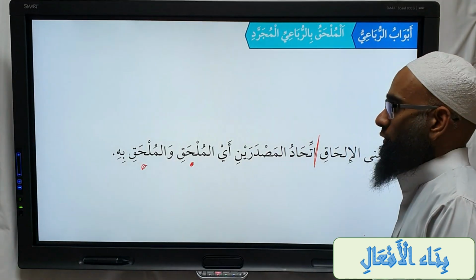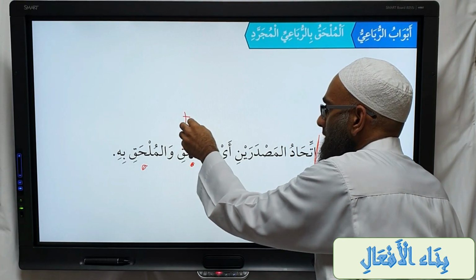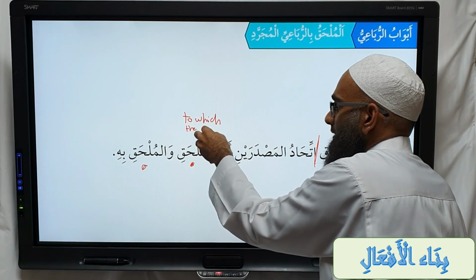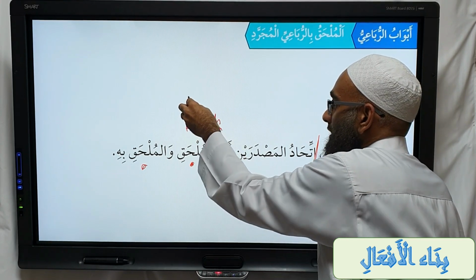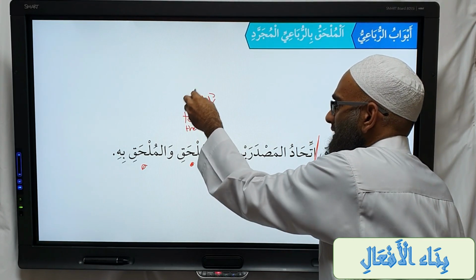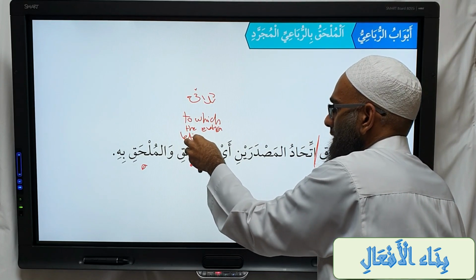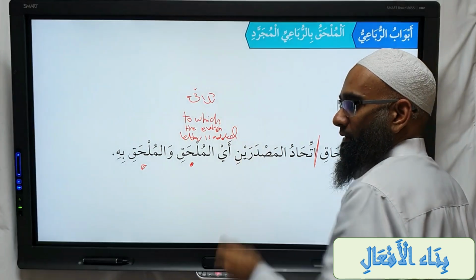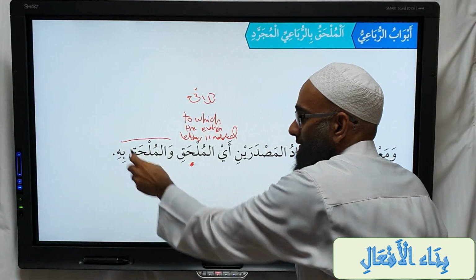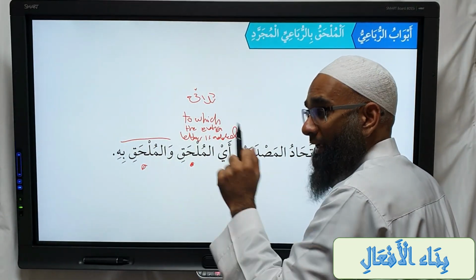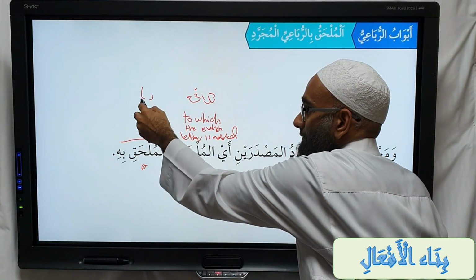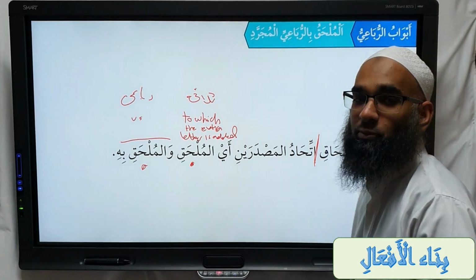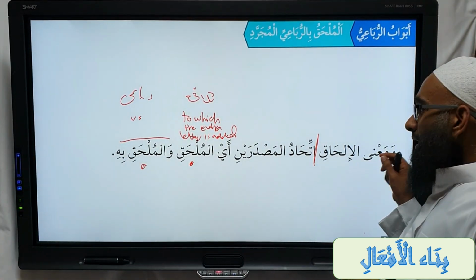Yeah. So this is the one to which the extra letter is added. So you see the thulathi to which the extra letter is added. And then the other is the ruba'i. This is the ruba'i verses to which you match it up. Do you understand? But he's only said masdar.